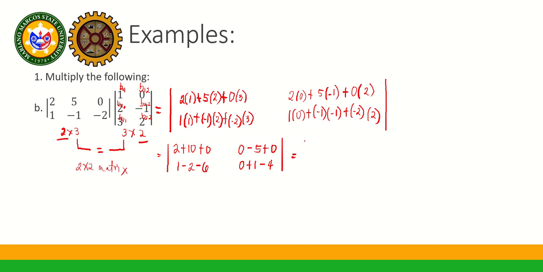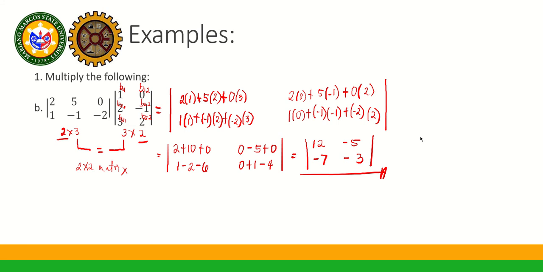So, simplifying further, this is equal to 2 plus 10 plus 0, that is 12. And then 0 minus 5 plus 0, that is negative 5. 1 minus 2 minus 6, that is equal to negative 7. And 0 plus 1 minus 4, that is negative 3. So this is our answer for example letter B. So naging 2 by 2 matrix nga siya. Okay?